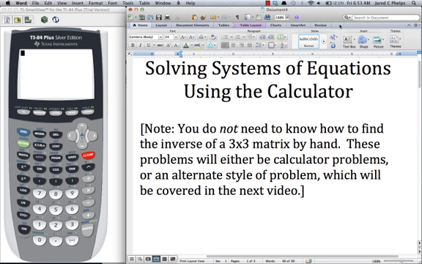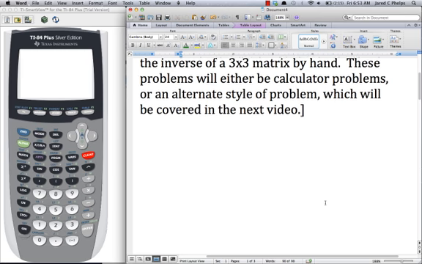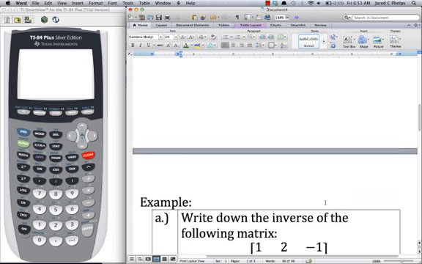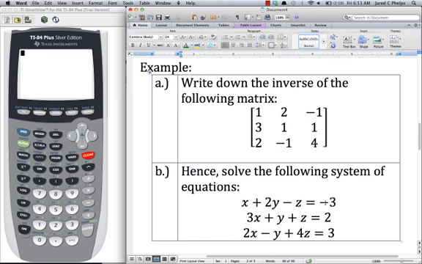These 3x3 problems will either be calculator problems, which I'm covering in this video, or they're an alternate style of problem, which I'll cover in the next video. It's a really, really neat style of problem. But for today, I'm just looking at how we do this using the calculator. All right, so I've got two examples lined up for you. They're basically the same kind of problem. I just wanted to give you a chance to look at two of them.